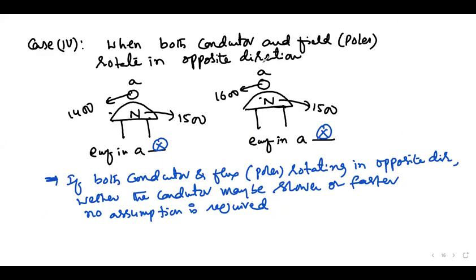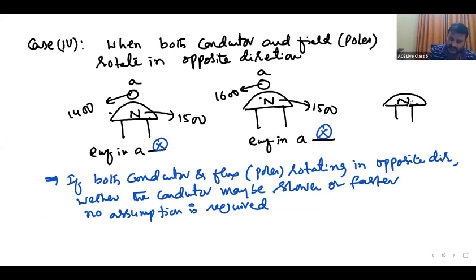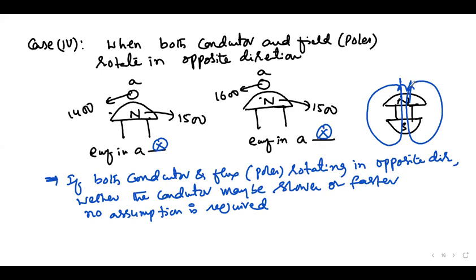You take flux coming out from the north pole. This is the north pole, say. Flux is in this direction and goes to the south pole. Say the south pole is here. Flux will come north to south. If the conductor is at the side of the south pole also, we take the upward direction? Exactly, upwards only.